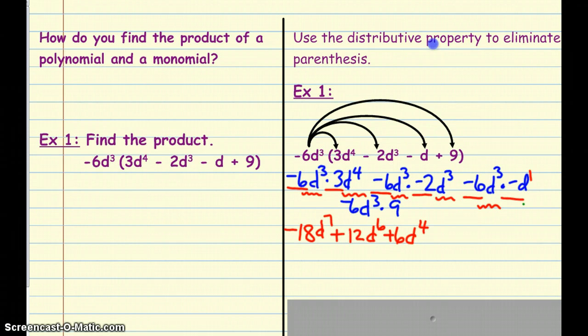So before we say we're done, we just need to look through and make sure there aren't any like terms. And we have a d to the 7th, d to the 6th, and d to the fourth. So we can't simplify them any further. So this is our finished product.